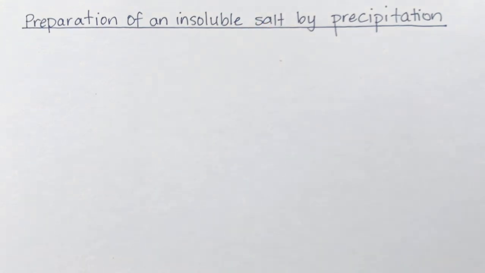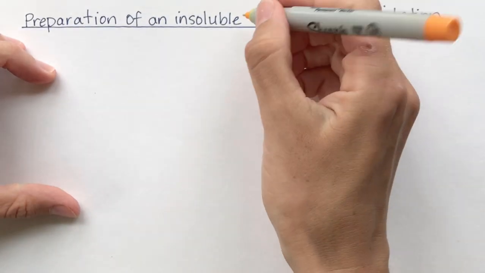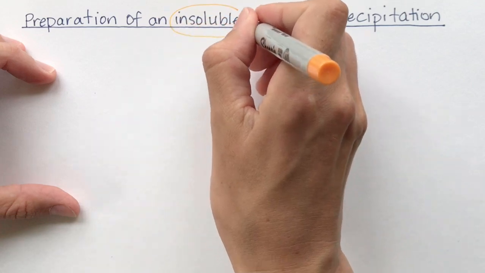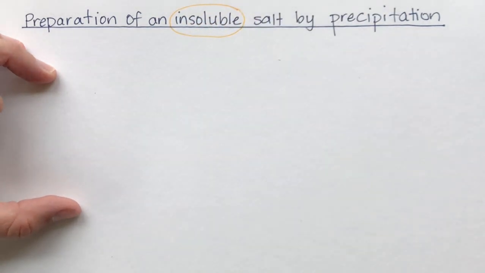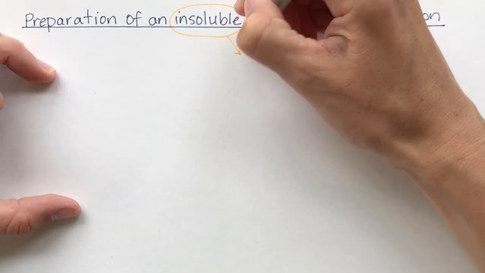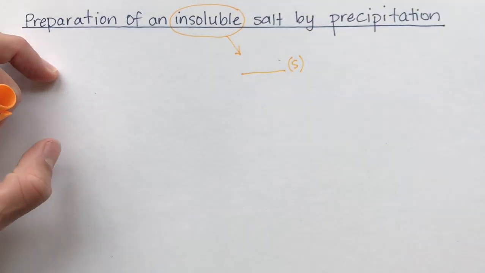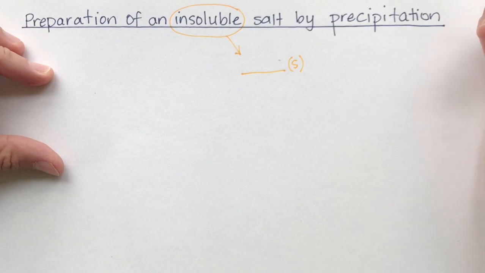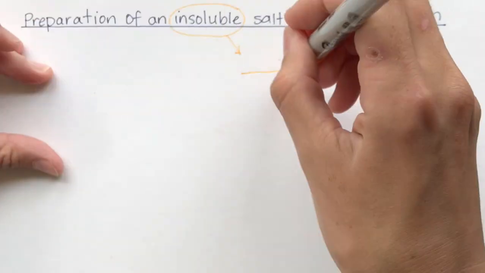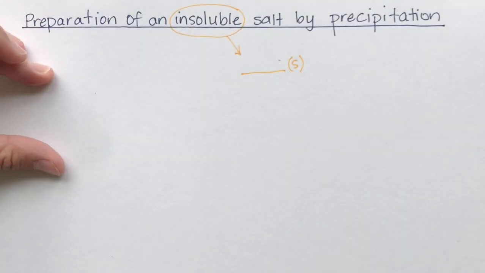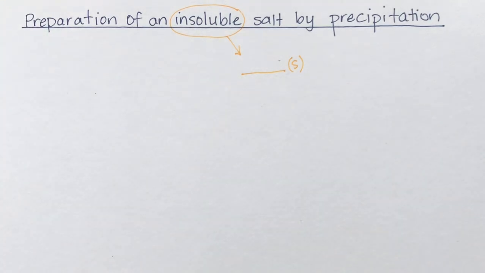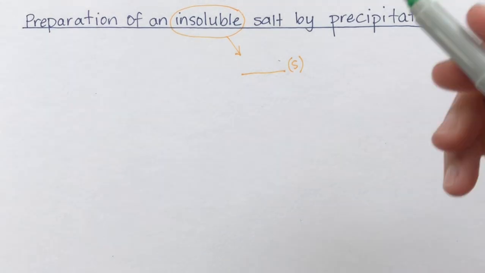And the first one is preparing an insoluble salt, which is your first hint that your product is going to be a solid. Okay? Insoluble, so it doesn't dissolve in water and won't be aqueous. The easiest way to make an insoluble salt is by precipitation reactions that you learned about in the previous lesson.